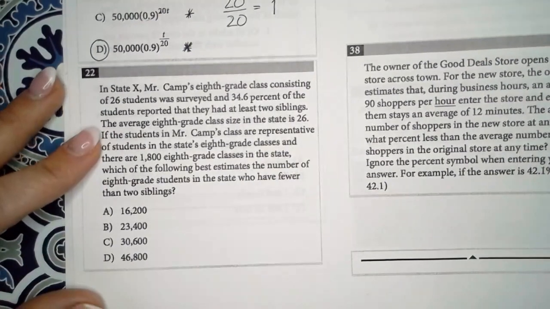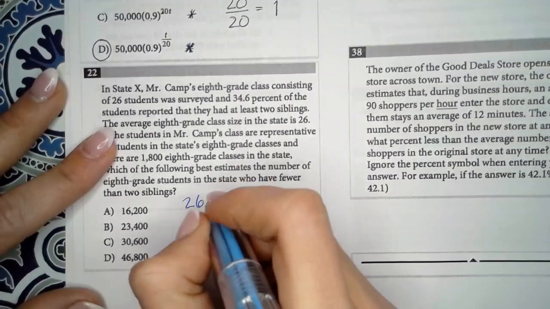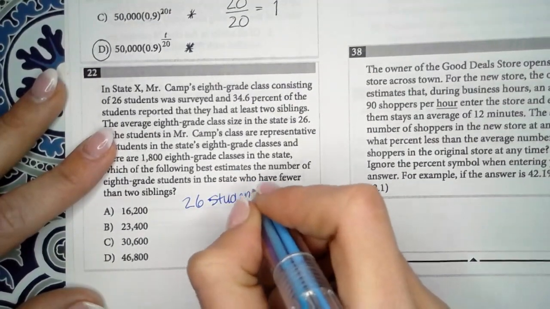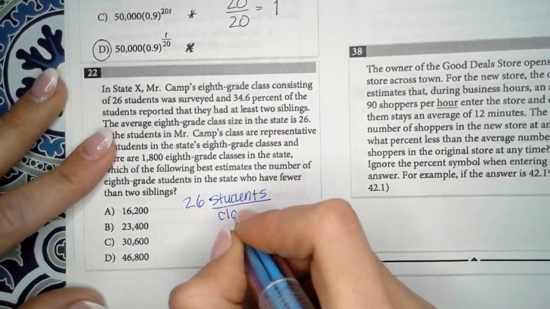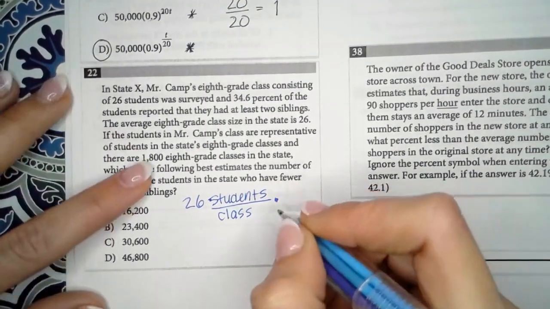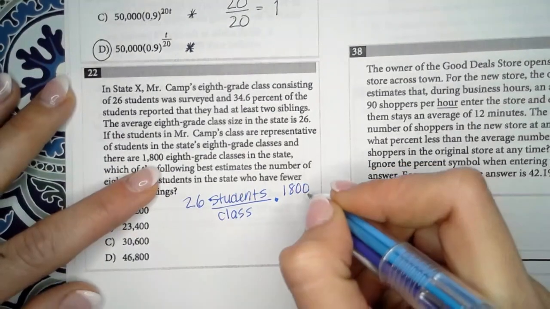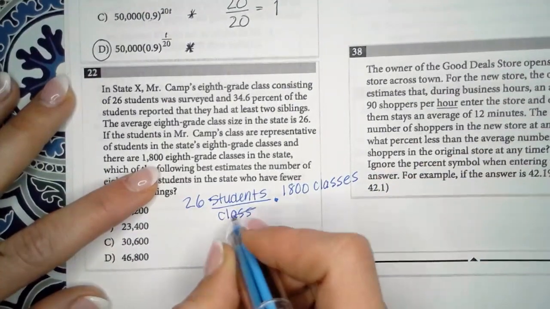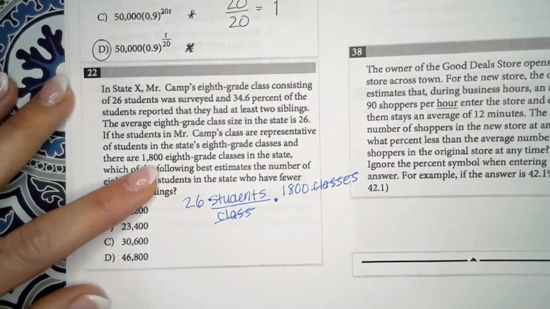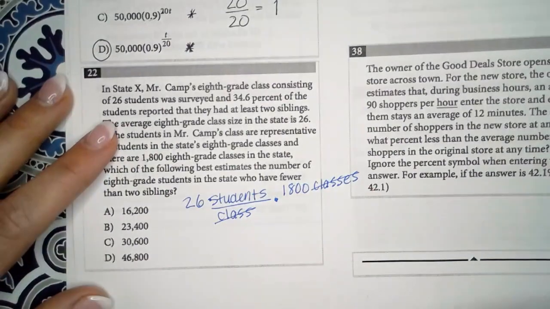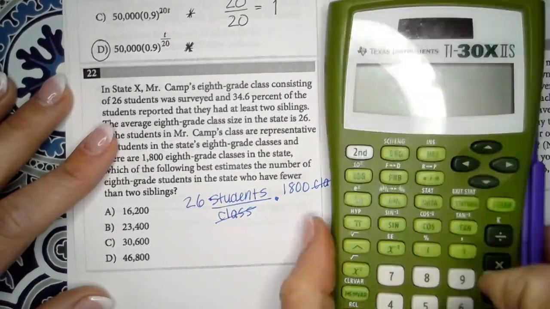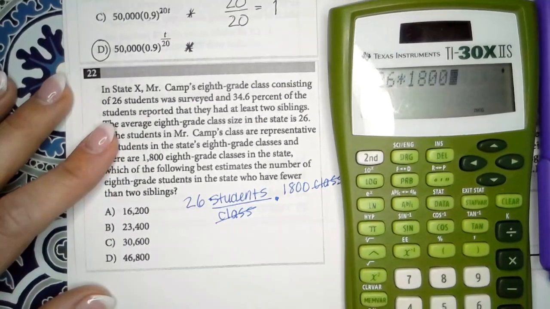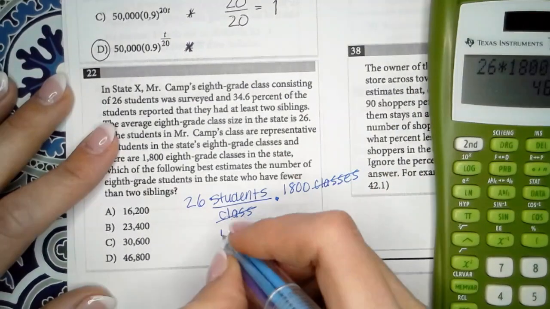So, if I want to know how many 8th graders there are, I might do 26 times, right? That's students per class. Look at me doing dimensional analysis again. Times 1,800 classes. What reduces? Classes, and we figure out how many students. There's dimensional analysis again. So yeah, what was it? 26 times 1,800, 46,800?